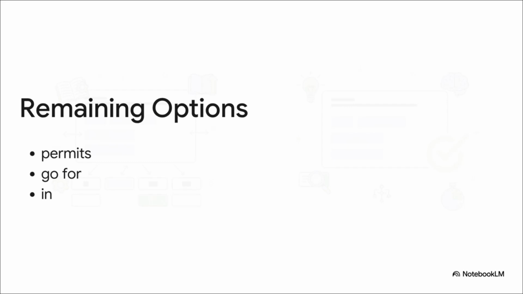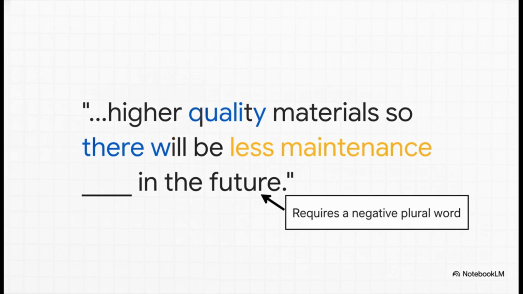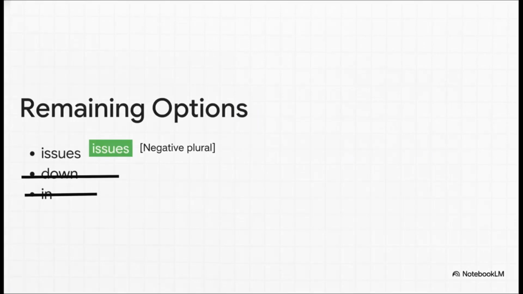Okay, next up. "You can also choose to use higher quality materials so there will be less maintenance blank in the future." Let's use some basic logic here. If you're choosing to use high quality materials to build your house, what exactly are you trying to prevent? You want less of something negative happening later on, right? If we check our word bank, dropping in down or in is grammatically incorrect. Less maintenance down in the future makes zero sense. But check out issues. That is the exact negative plural word we want less of. Less maintenance issues. It just fits completely naturally.